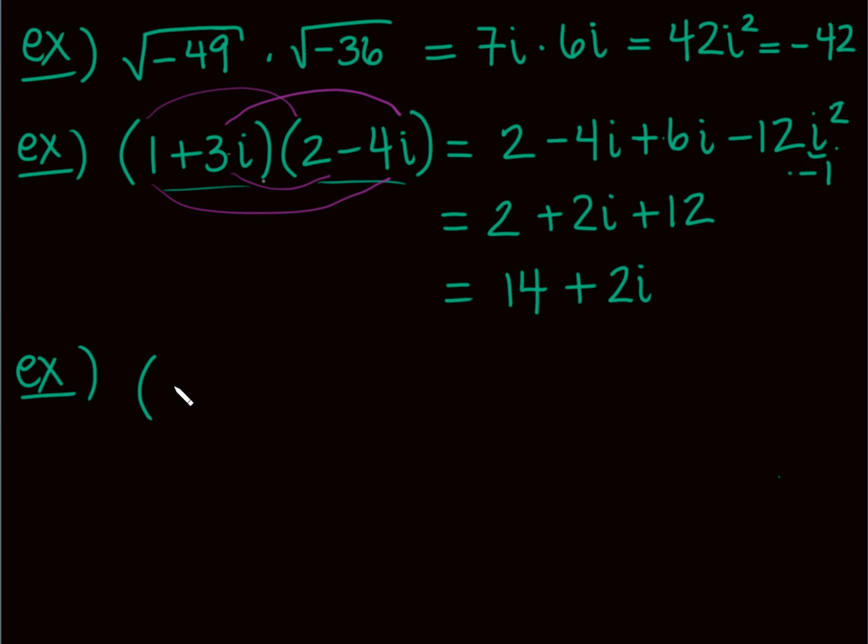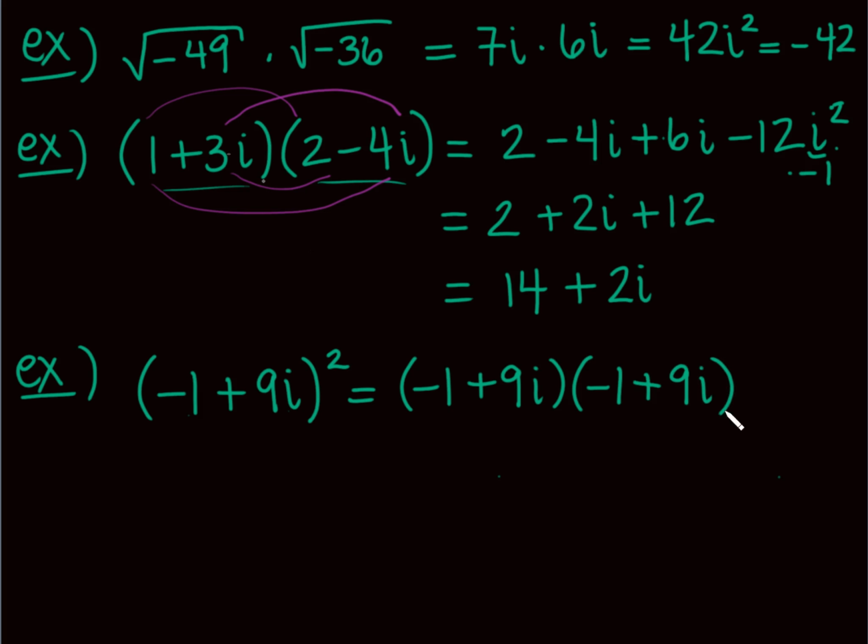What if we had something like negative 1 plus 9i, and I wanted to square this? First off, don't you dare square each term and add them together. That is wrong. What does it mean to square something? I hate it when you square over addition. It means to multiply it times itself. So when we multiply it times itself, clearly we're going to be FOILing.